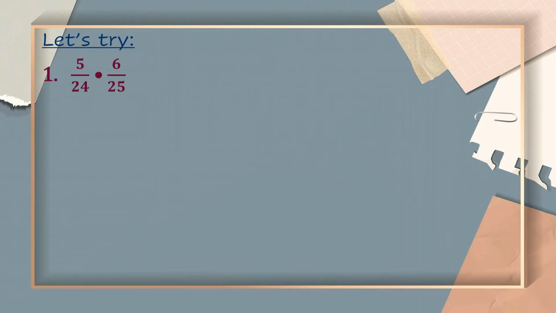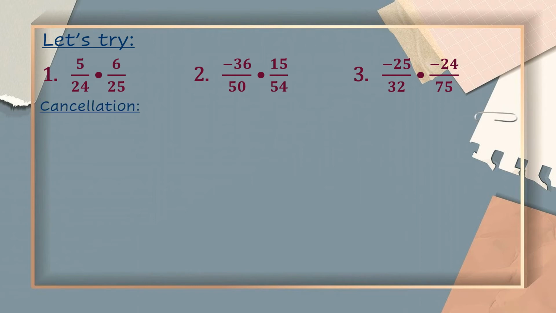Now let's try. So we have 3 examples. So let's answer number 1, pero gagamitin natin ang cancellation method. So number 1 is 5/24 times 6/25. So hanap tayo ng pair na pwedeng i-cancel. So ang nakita natin ay si 5 and 25. So cancel natin si 5. I-divide natin sa 5. So that will be 1. And then si 25 divided by 5 will be 5.